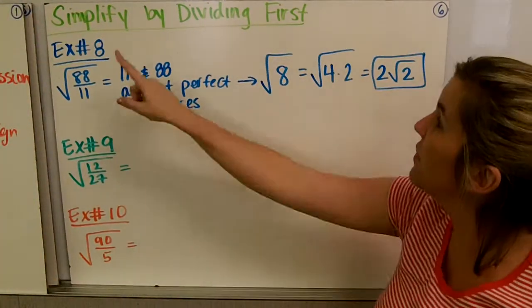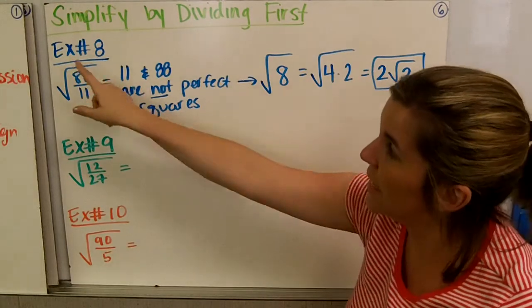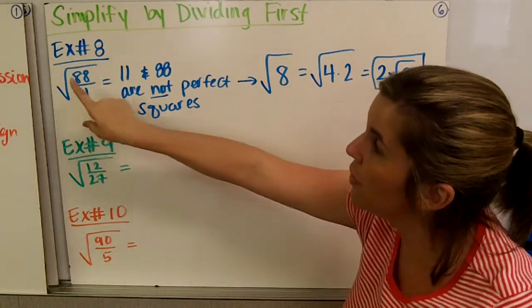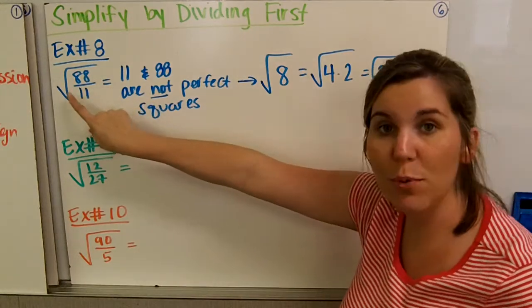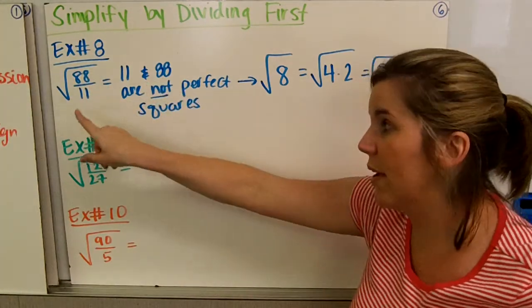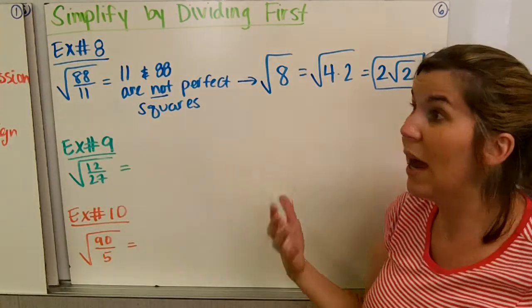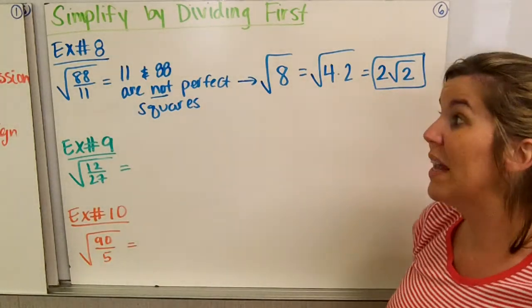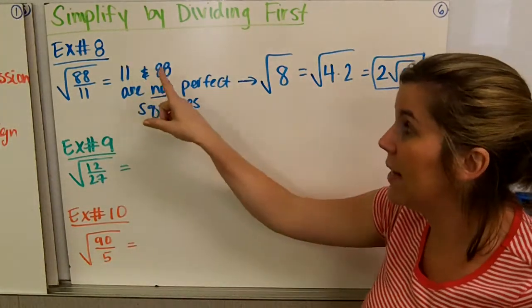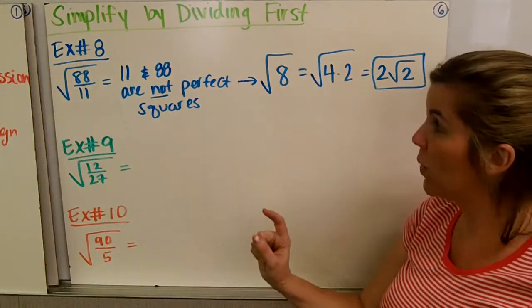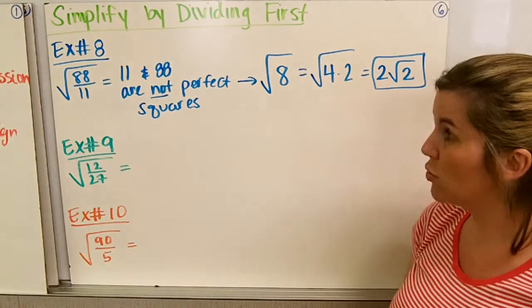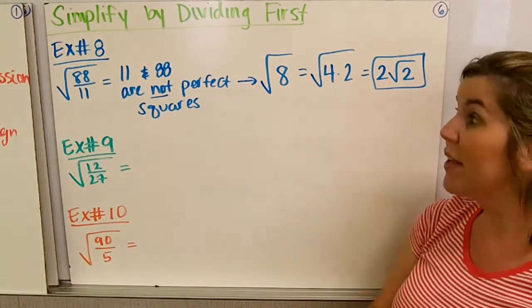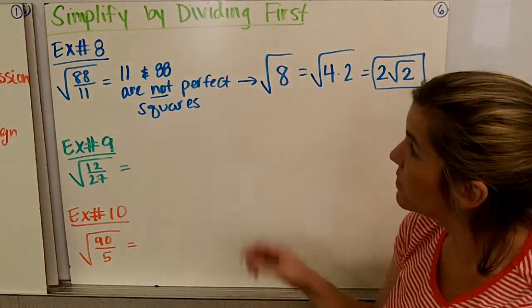Alright, simplify by dividing first. Example number 8. The square root of the fraction 88 over 11. Well, if I broke this into two pieces, the square root of 88 over the square root of 11, I wouldn't get anywhere. It wouldn't be any simpler because 88 and 11 are not perfect squares. So, if I divide the fraction first or reduce the fraction, then I will be able to simplify the radicals.